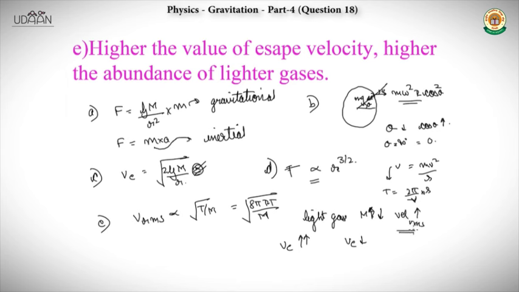Is this the same reason that hydrogen can't escape the sun, but it does escape Earth? Yeah, this is the same reason. That is why the abundance of hydrogen on stars is very high. That is one of the reasons, because of the high gravity. So this sums up the question.